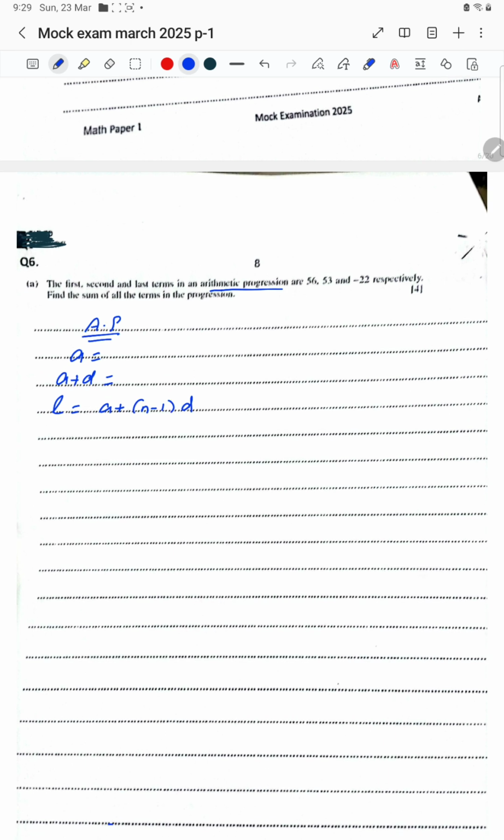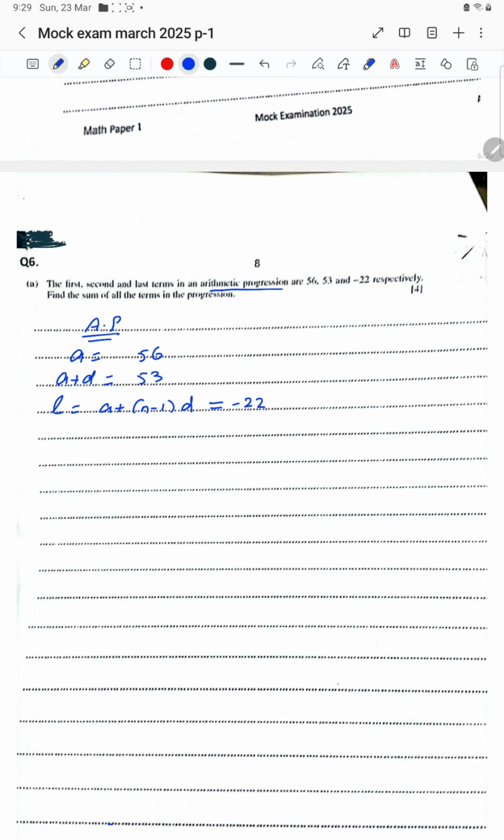Okay, here comes the question number 6. The first, second, and last terms in an arithmetic progression. You are given an AP, arithmetic progression. So the first term is always a, the second term is a plus d, and the last term is a plus n minus 1 times d. The first term is given to be 56 here, the second term is 53, and the last term is minus 22 respectively. Find the sum of all the terms in the progression.